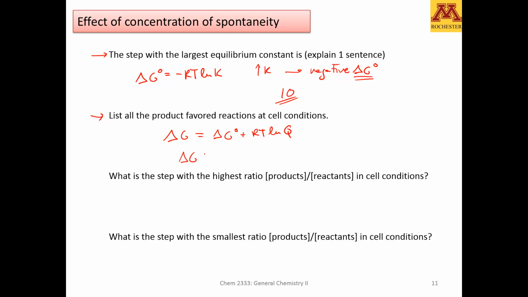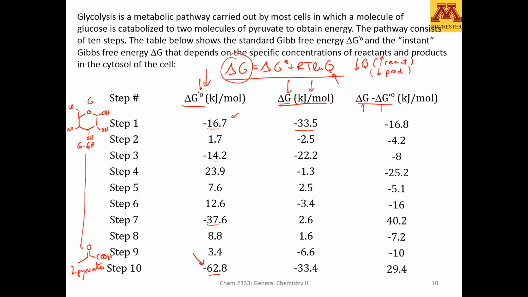The delta G non-standard has to be negative. So we do not care if the Gibbs free energy standard is positive or negative. At cell conditions, the cell has changed the concentrations of reactants and products in so many different ways through many regulation pathways. We are interested in seeing which of the steps will have a negative instant Gibbs free energy. So let's go back here.